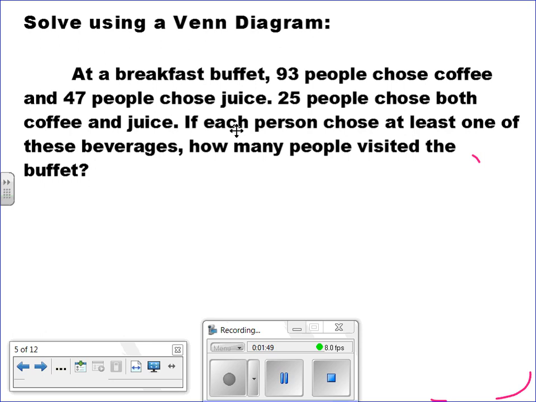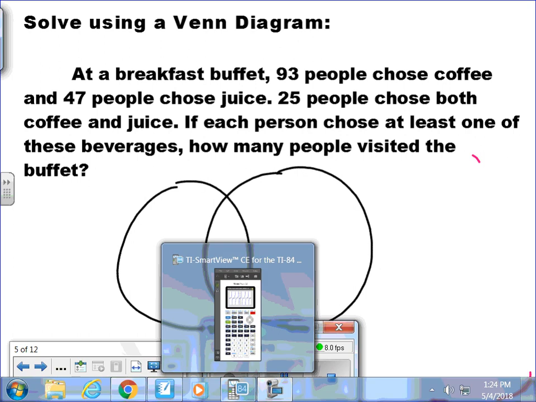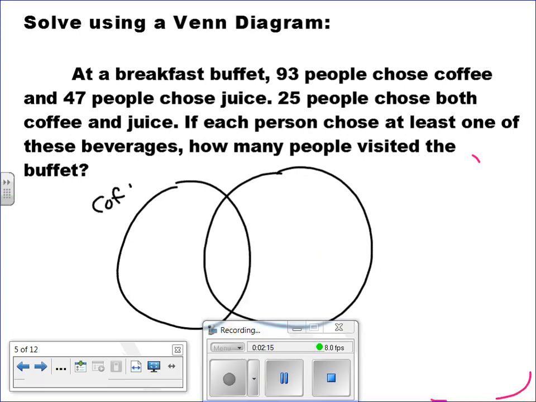At a breakfast buffet, 93 people choose coffee, 47 people choose juice, 25 people choose both coffee and juice. So do you guys agree there's going to be only 2 circles instead of 3? 1 circle for coffee, 1 circle for juice. So go ahead and make yourself 2 circles. 1 circle for coffee, 1 circle for juice.